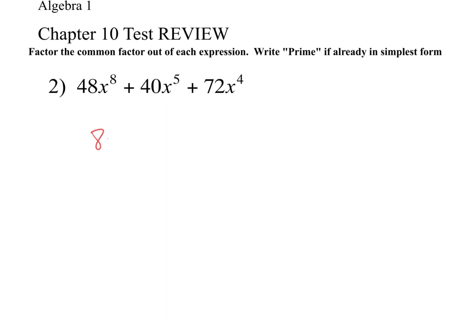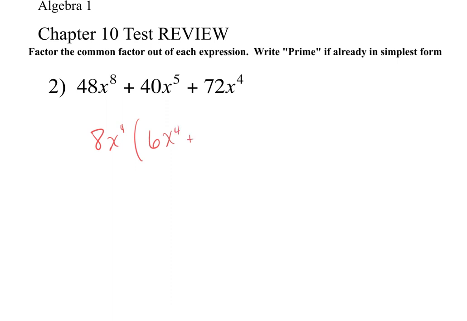So I'm definitely going to take x out, but how many can I take out? I can take out 4. And then you're just dividing. 48 divided by 8 is 6. X to the 8th divided by x to the 4th, you just subtract. I have 4 x's left.